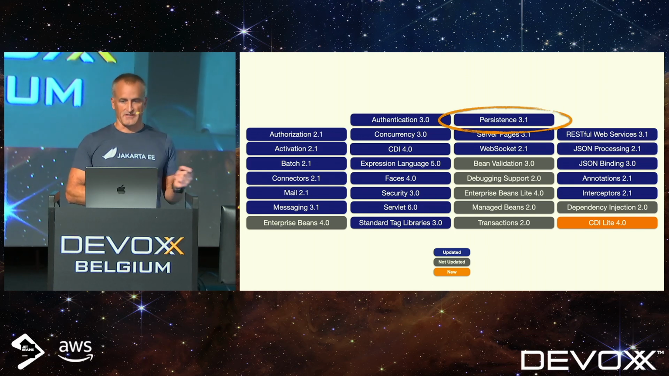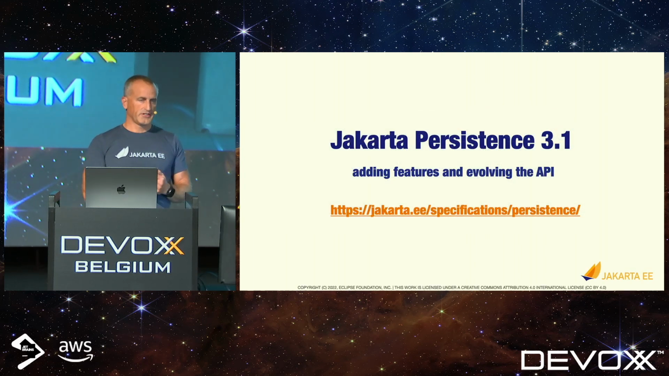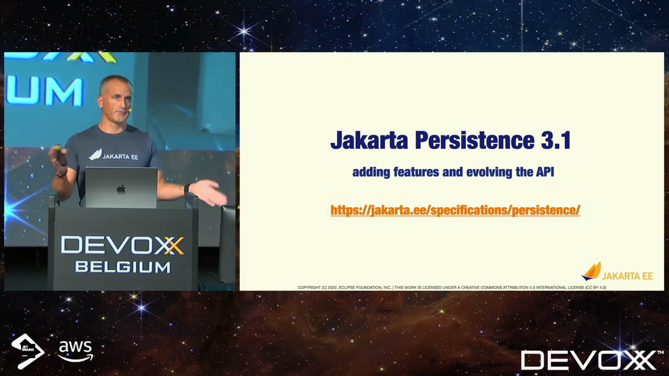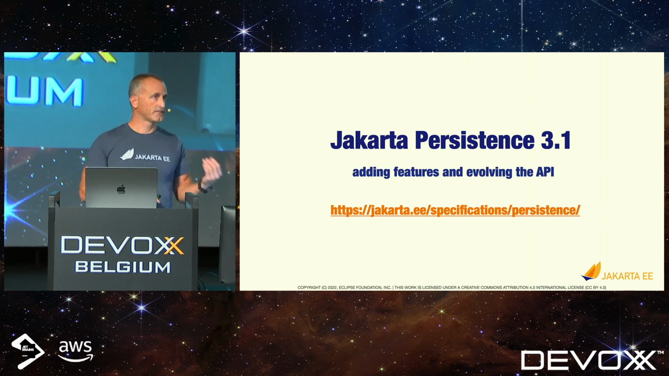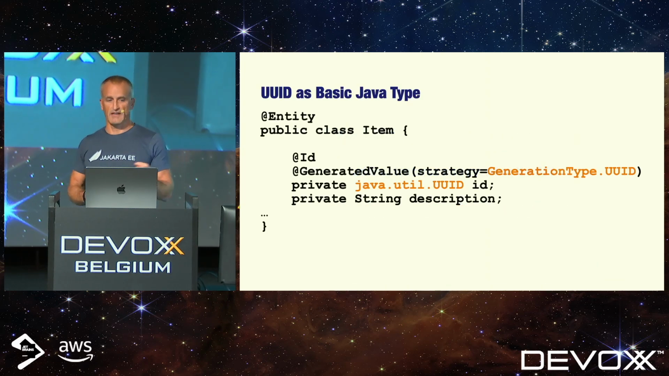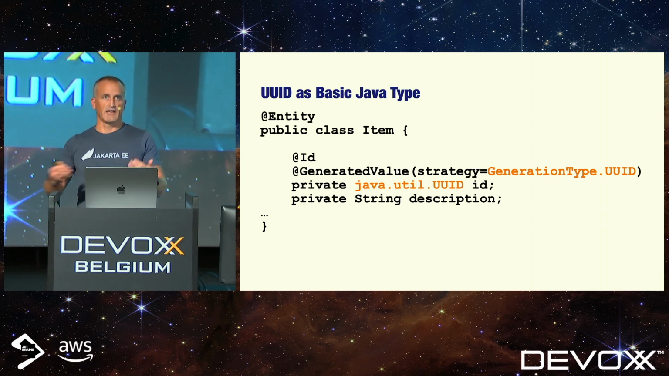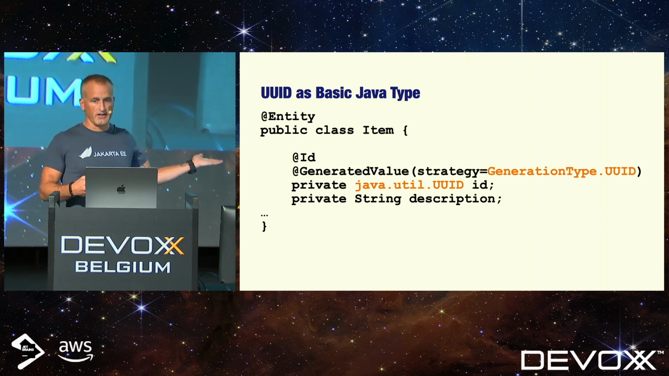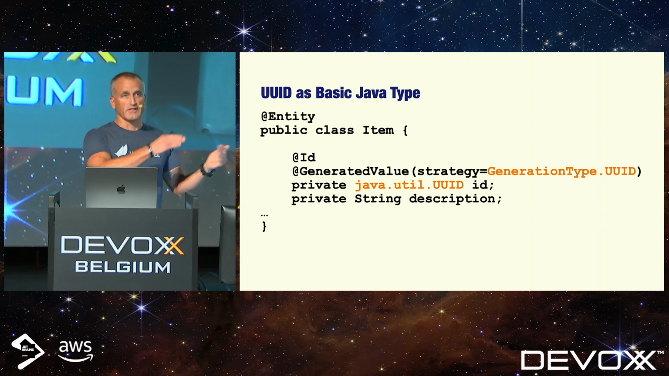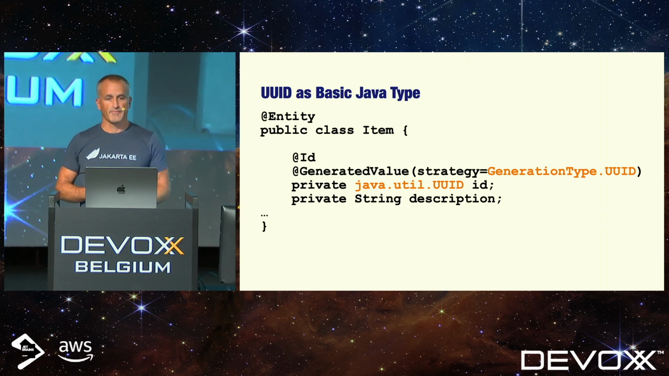Let's then look at persistence. So Jakarta Persistence is a minor update. They're adding features, evolving the API, but not breaking anything, so just doing some small work that is requested by the community. And one of them is to add UUIDs as basic Java types. So now you can use UUIDs and get it directly mapped in a standard way from the database to your entity. And in this case, I'm using a primary key as UUID, not necessarily a good idea, but yeah, you can if you want. But you can do it on any field in your entity.